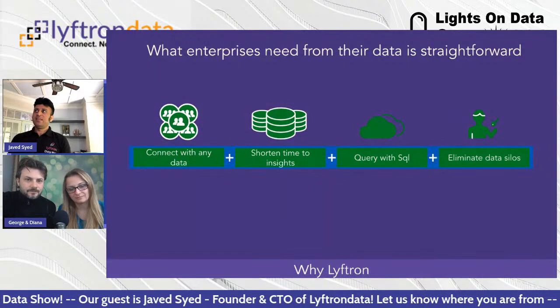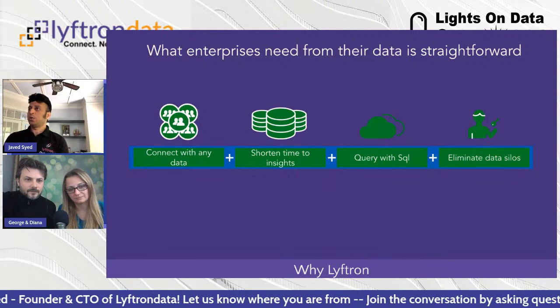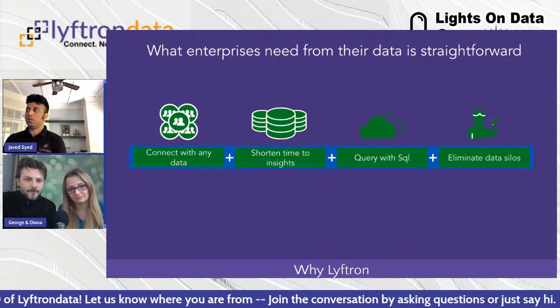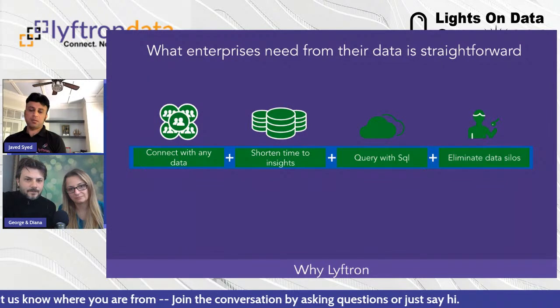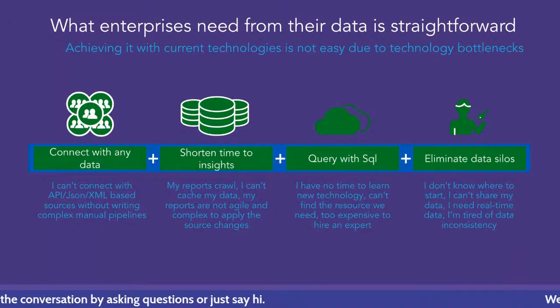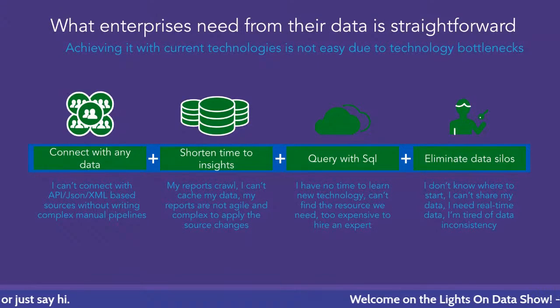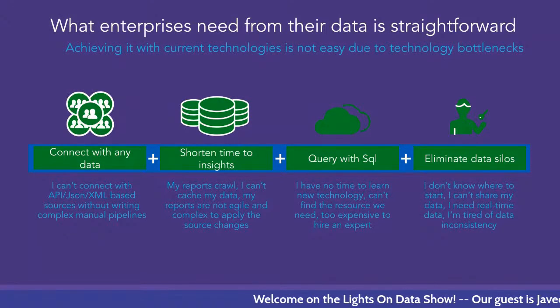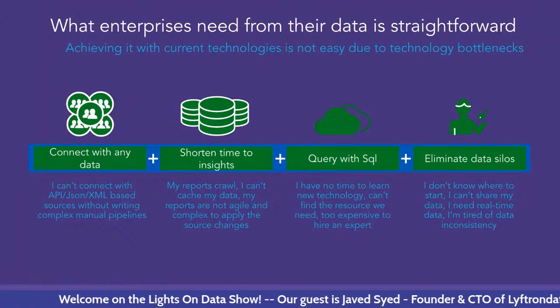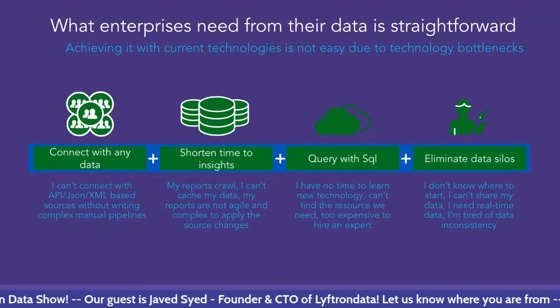So what enterprises need from the data is very straightforward. You would like to connect with any data. You would like to shorten time to insight. You would like to query with SQL, and you would like to eliminate data silos. But achieving all these four major pillars is difficult with your current technology bottleneck, because you cannot connect with all the data without converting API, JSON, or XML, or different SQL dialect into a standardized format, and that requires a lot of custom processing. Your reports still crawl because you can't get data instantly.